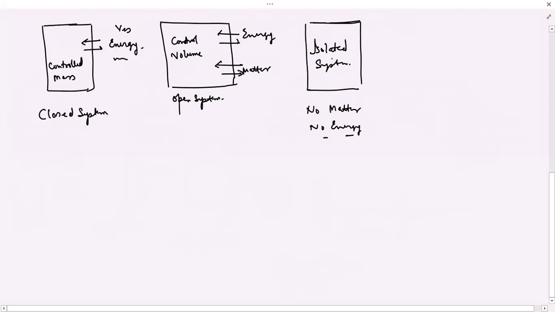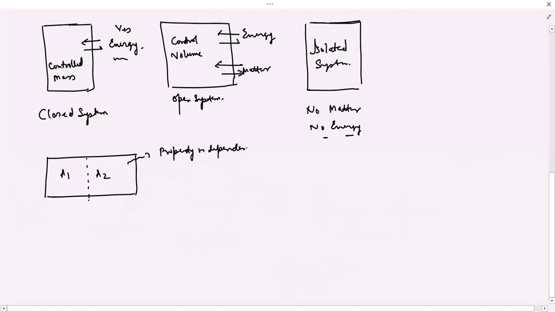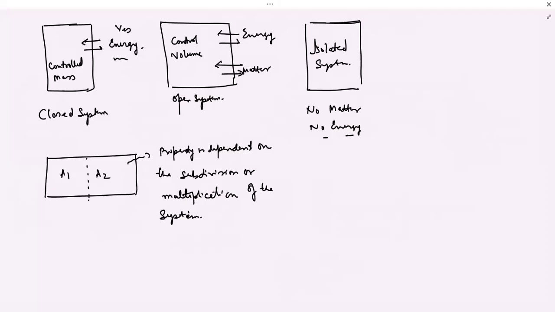And then we have seen something called extensive and intensive variables. And we know that sometimes the properties depend upon the partition or subdivision of the system. For example, if you have a system and it gets subdivided into A1 and A2, and now a property is dependent on the subdivision or multiplication of the system. So there are properties which are independent of subdivision, and then there are properties which are dependent on the subdivision or multiplication of the system.